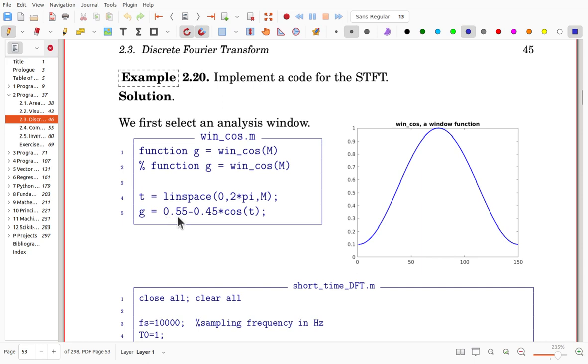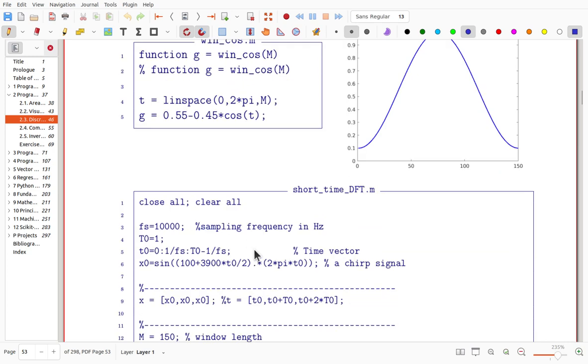Here 0.55 minus 0.45 times cosine t, so that when t is 0 or 2 pi, then cosine is 1, so that the quantity becomes 0.1. So here at edge points, the value is 0.1. Of course, at the center, the value is 1. Okay, that's the window function.